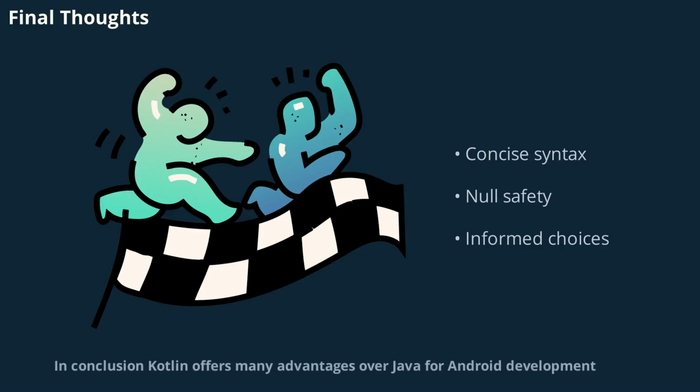In conclusion, Kotlin offers many advantages over Java for Android development, including concise syntax, null safety, and modern features. However, it also presents challenges such as a learning curve and compatibility issues. By understanding both languages and their strengths, developers can make informed choices and build successful applications.